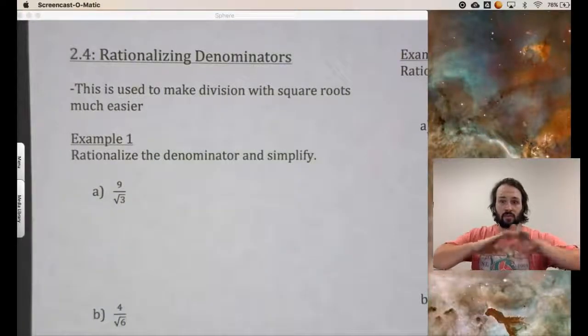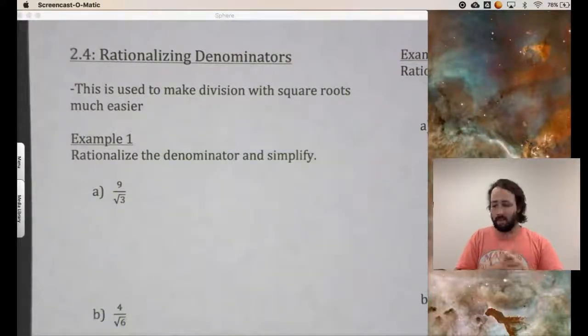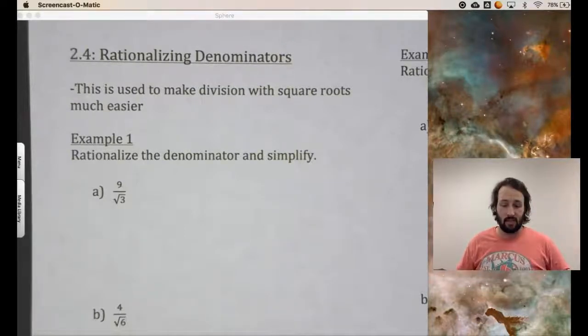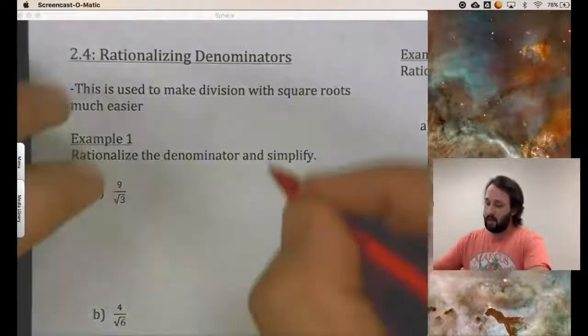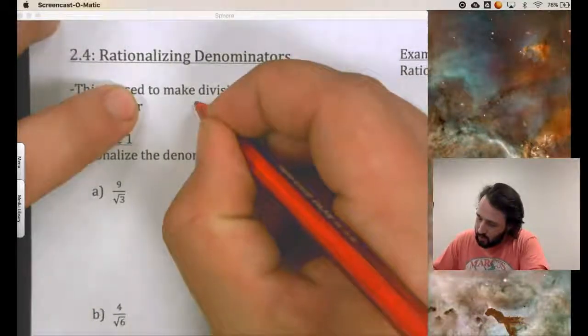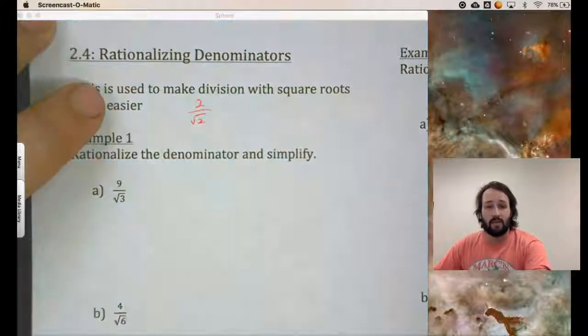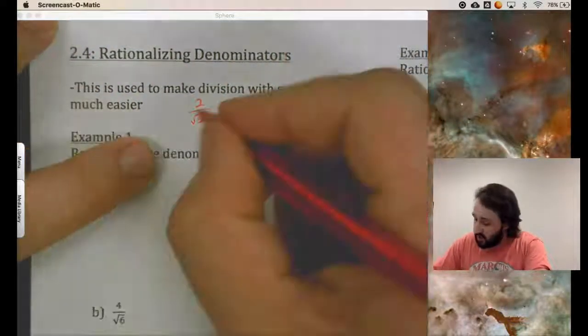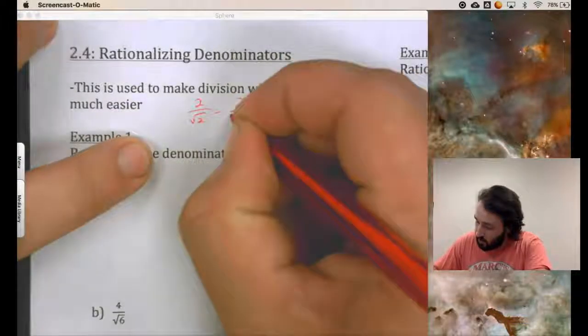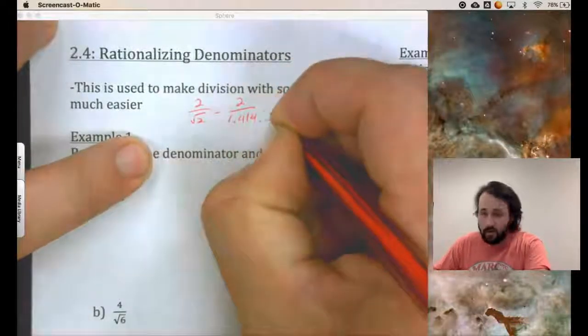All right, as promised, we're going to be rationalizing denominators in this one. We talked about it a few videos back, but this is one we're actually going to get into. So again, the reason this exists is kind of an old school thing, but if mathematicians saw 2 divided by the square root of 2, they said, well, that's terrible because that is 2 divided by 1.414, and this goes on forever.